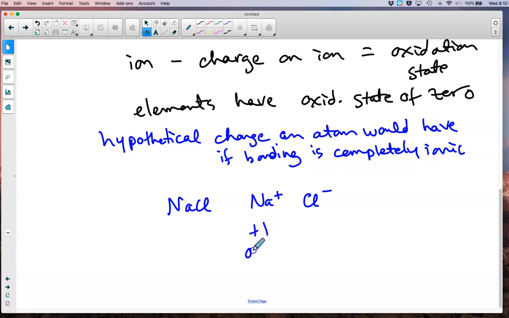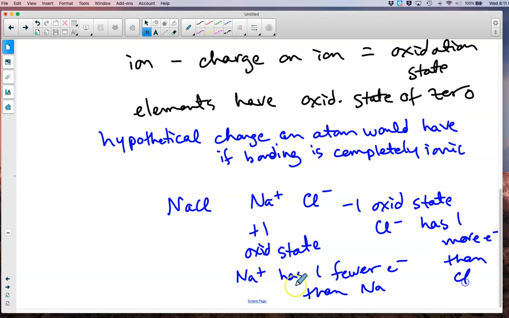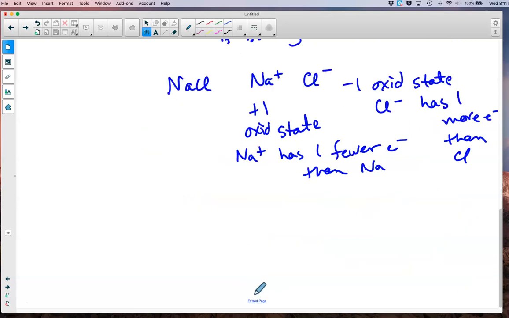So this is a +1 oxidation state. This is a -1 oxidation state. And what that means in terms of electrons is that the sodium plus has 1 fewer electron than the sodium atom. And a -1 oxidation state means that chloride minus has 1 more electron than chlorine. So we can treat all molecules like this to figure out oxidation states.